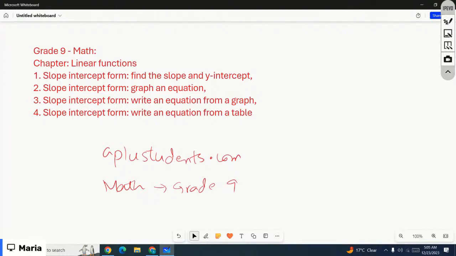We're going to start with the chapter linear functions, and the lessons we're going to cover today are slope intercept form, find the slope and y-intercept; slope intercept form, graph and equation; slope intercept form, write an equation from a graph; and slope intercept form, write an equation from a table. Please make sure you have your notebook and pencil so that you can note down the important examples and definitions as well. So let's just start with the lesson.